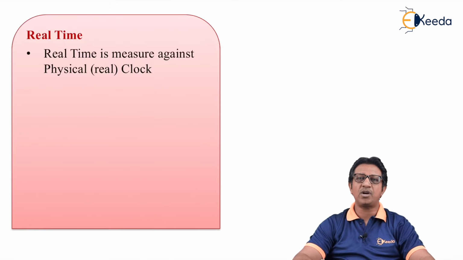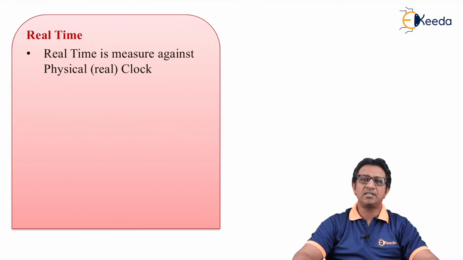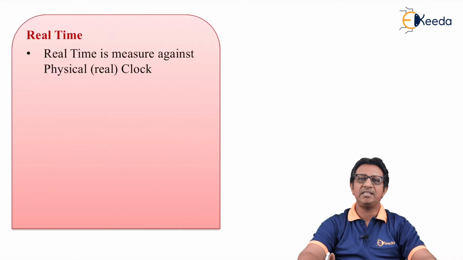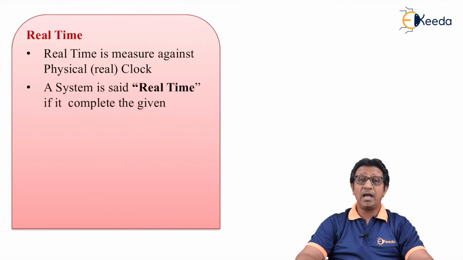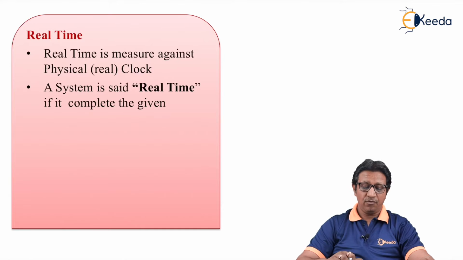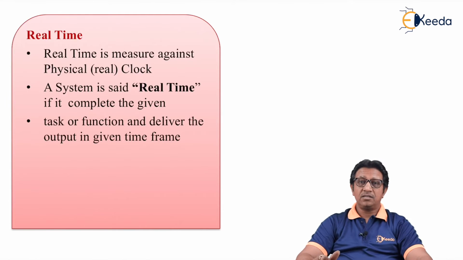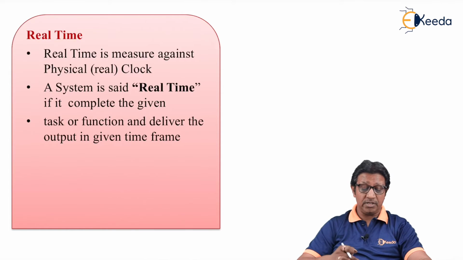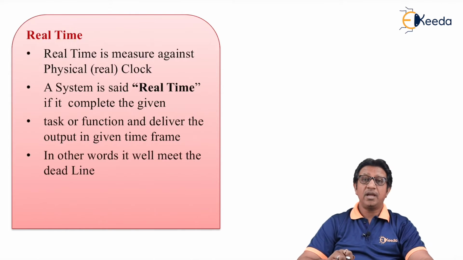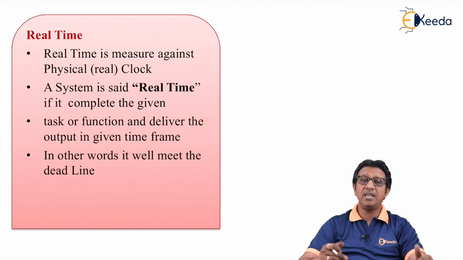Now why is it important in embedded systems? In an embedded system, the clock says how the system is performing with respect to time. So a real-time embedded system gives its output in the predefined time frame, meaning it will give its services before the predefined time is over. The deadline shouldn't be missed. In other words, it should meet the deadlines.